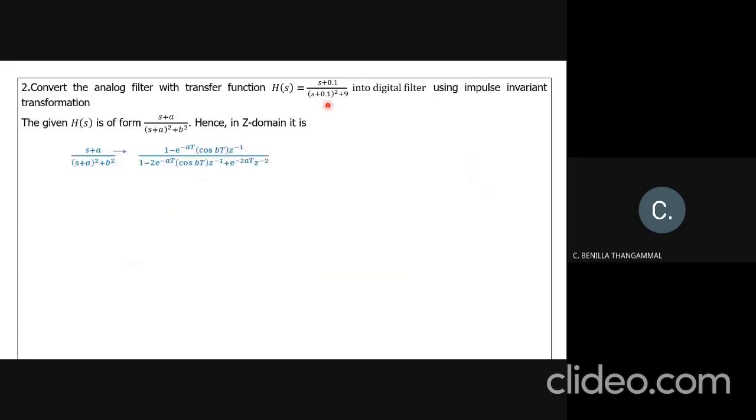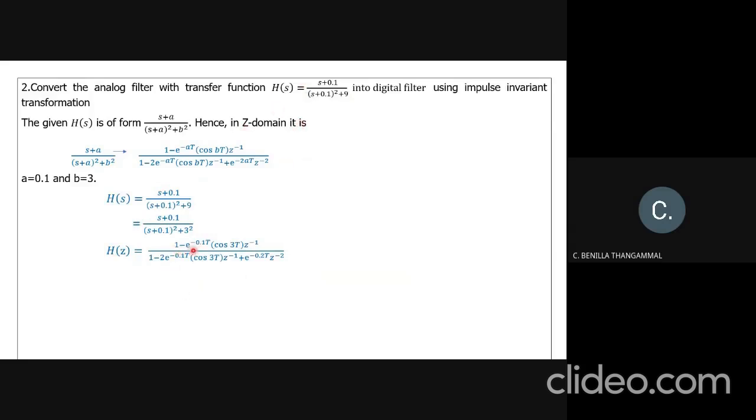Normally students will make a mistake here. They'll be taking b as 3 square, so you have to take it out as 3 square, so your b is 3 here. Right, so this is the formula here. So the a value is 0.1 and the b value is 3. I'll be substituting my a value and b value, and here they didn't give anything about T, so I'll be making use of T as 1 here.